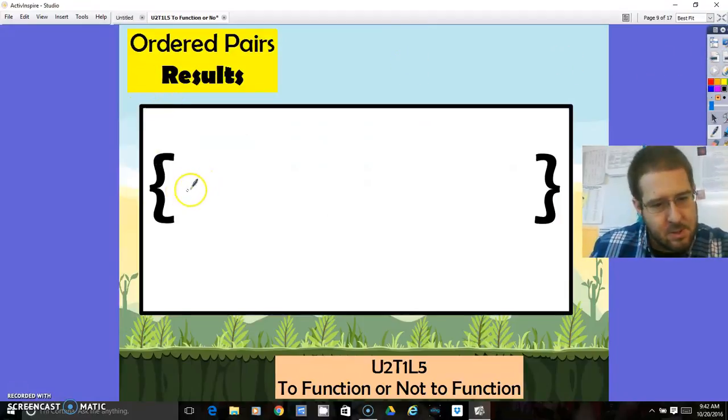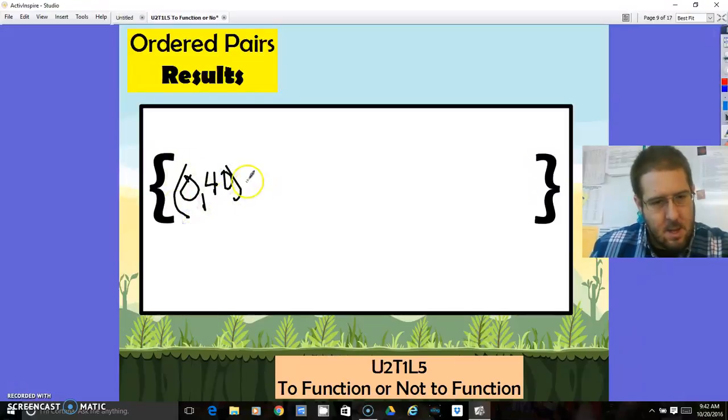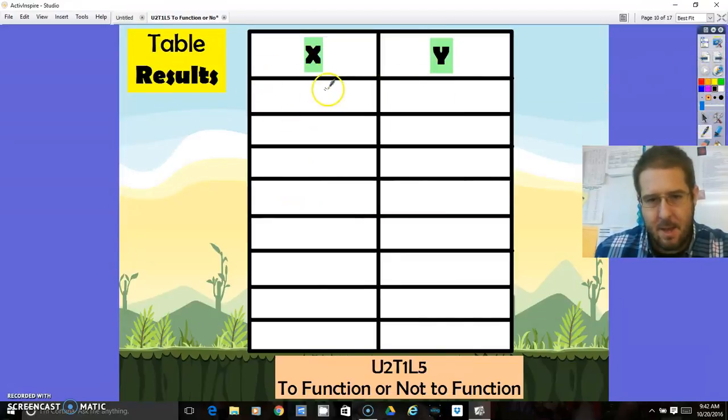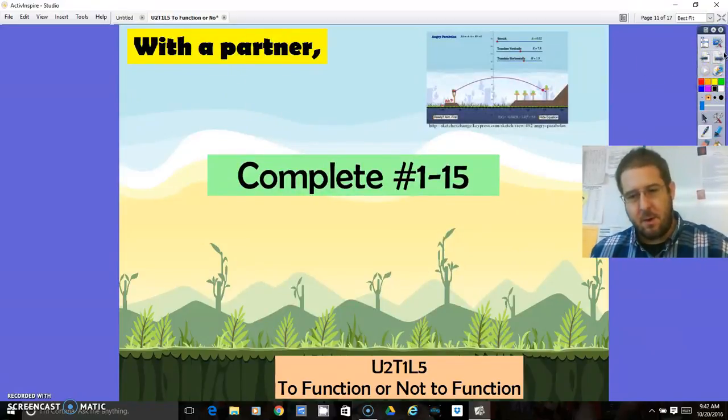For a set of ordered pairs, I would just simply do something like this. If it's 1 cut, it's 20, and so forth, and you would keep going. All right, same with the table: 0, 40, 1, 20, 2, 10. These are all the 4 ways of writing a relation.